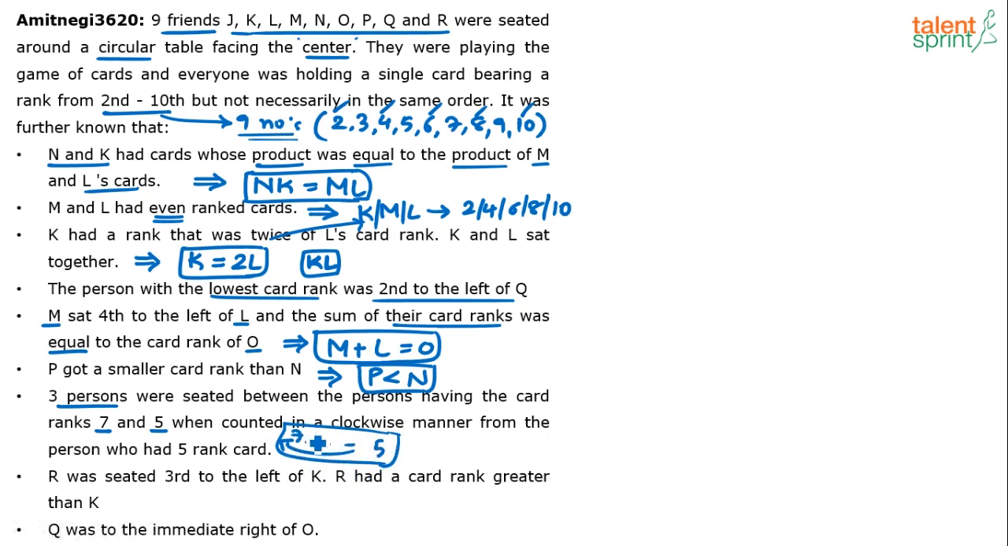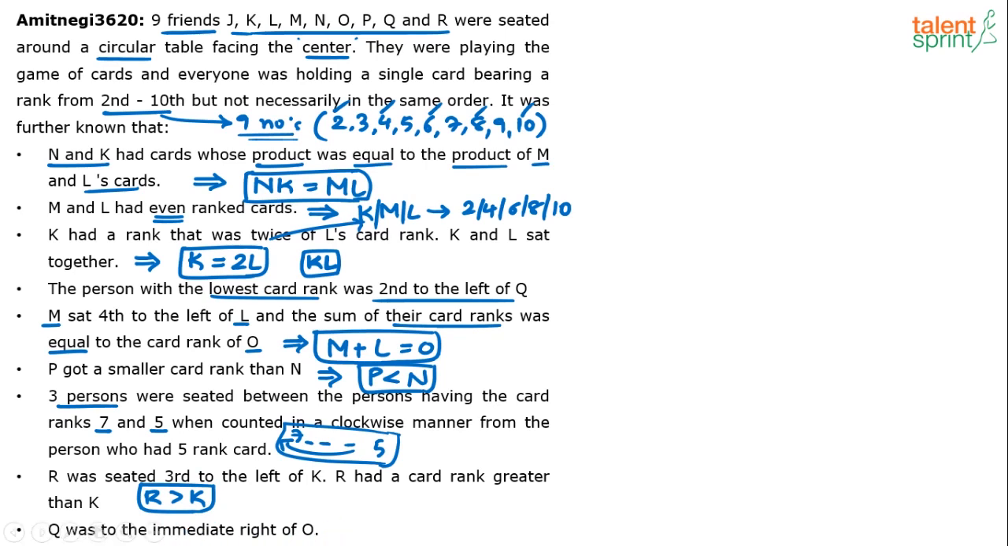Okay. Next, R was seated third to the left of K. So this also will be helpful in the arrangement, that R was seated third to the left of K. R had a card rank greater than K. Remember, R was greater than K. Then Q was to the immediate right of O.